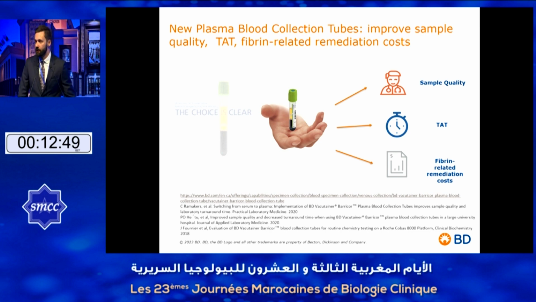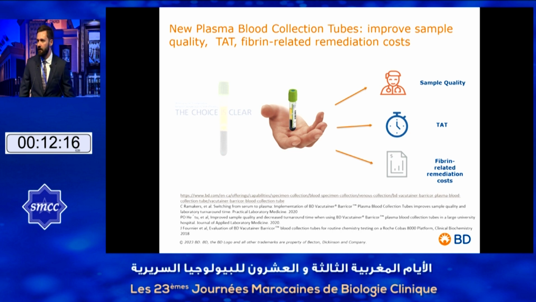That's why during the last maybe 5-7 years, modern lab medicine is moving from serum to plasma for chemistry and immunochemistry tests. First of all, with plasma we don't expect any fibrin issues. Plasma is free of fibrin. And with plasma, we can decrease turnaround time because we don't have to wait for blood clotting time. That's why it's the best choice for chemistry tests to improve turnaround time and specimen quality.